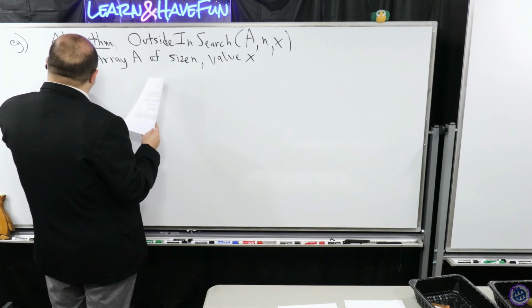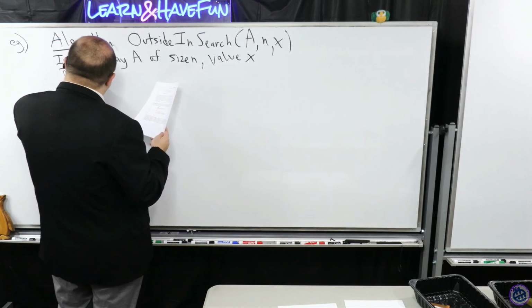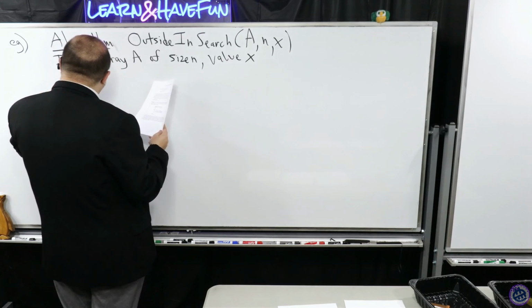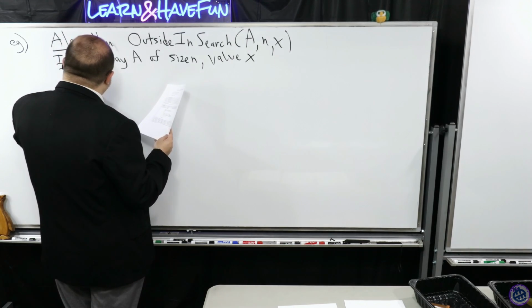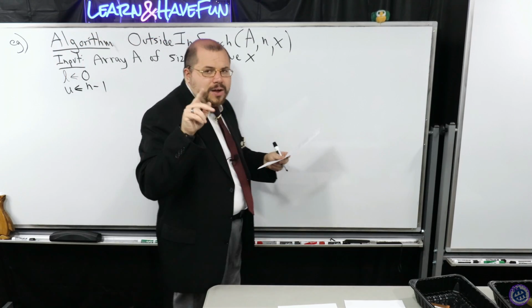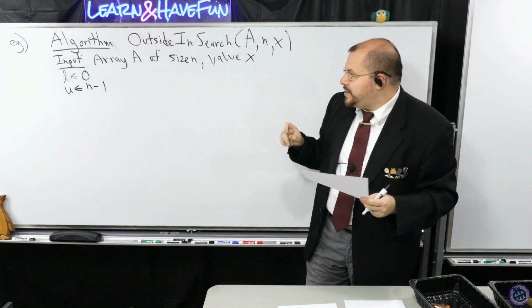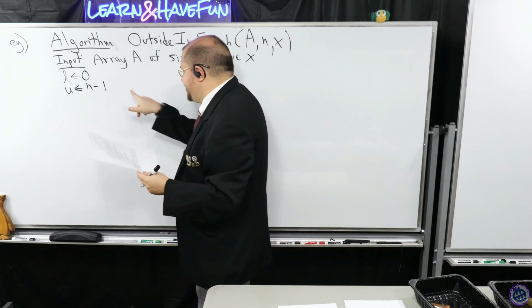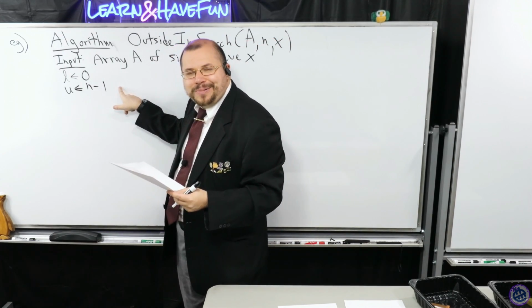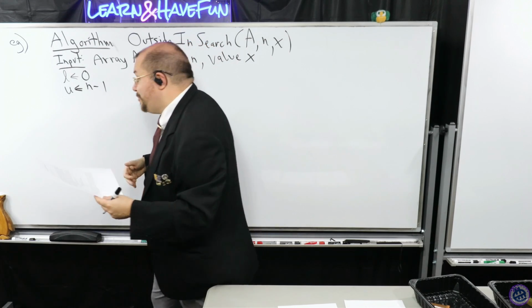So we're going to have two variables. L is going to be the leftmost finger. The finger is just something to help me keep track of where we're looking, okay? That's all. That's why I'm calling it a finger. It's just like if I put my finger on the position in the array. It helps me keep track of where things are.